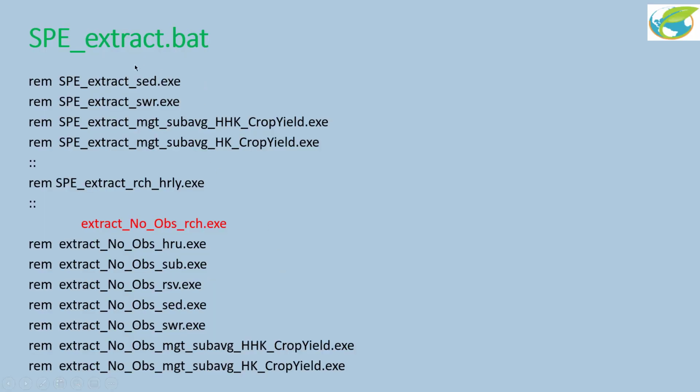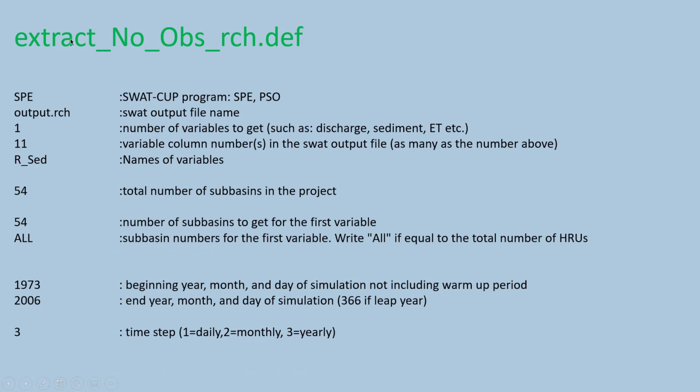And then the only thing, because it's a no observation case, the SWAT-Cup files that you need to edit is the extract, SUFI2 extract.bat. And here, the only thing that you want to extract is no observed reach. And then you need to edit the extract no observed reach definition file. And here you have the name of the program, the name of the SWAT output file, the number of variables that you want, the column number of the variable, and the name of the variable.